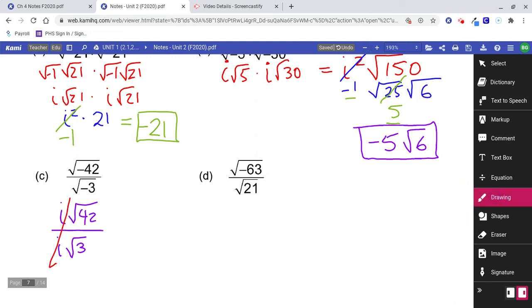But we can also reduce a fraction because we know square root of 42 over square root of 3 is the same thing as square root of 42 over 3. We can cancel. 3 goes into 42 14 times. So if the i's cancel out and 42 divided by 3 is 14, we end up with the square root of 14.